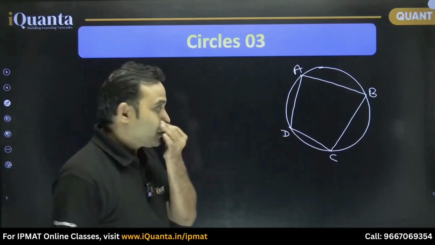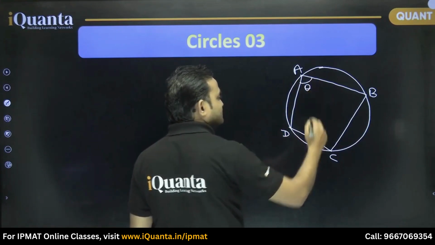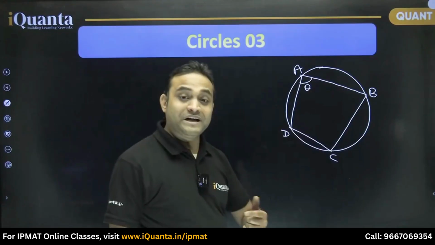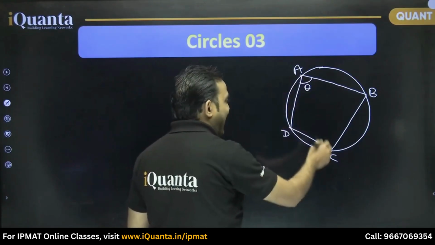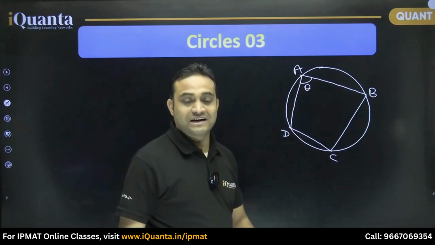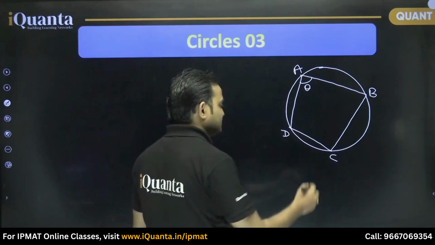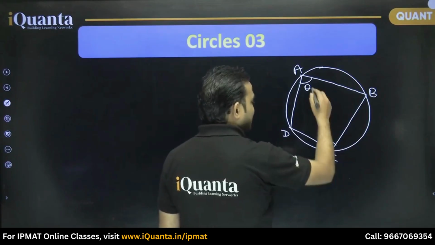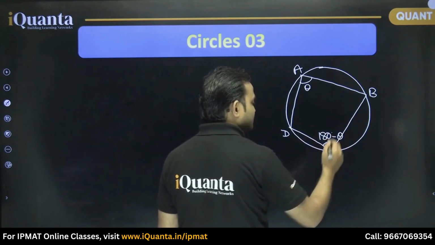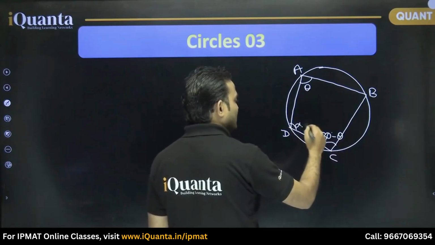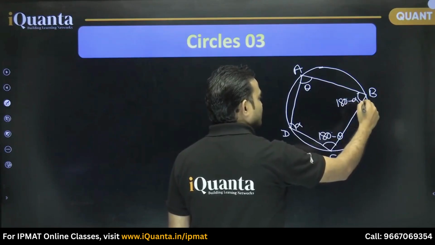Now, if this angle is theta, then the property of cyclic quadrilateral says that the opposite angles of this quadrilateral are always supplementary. So if this angle is theta, this angle must be 180 degree minus theta. If this angle is alpha, then this angle will be 180 degree minus alpha.